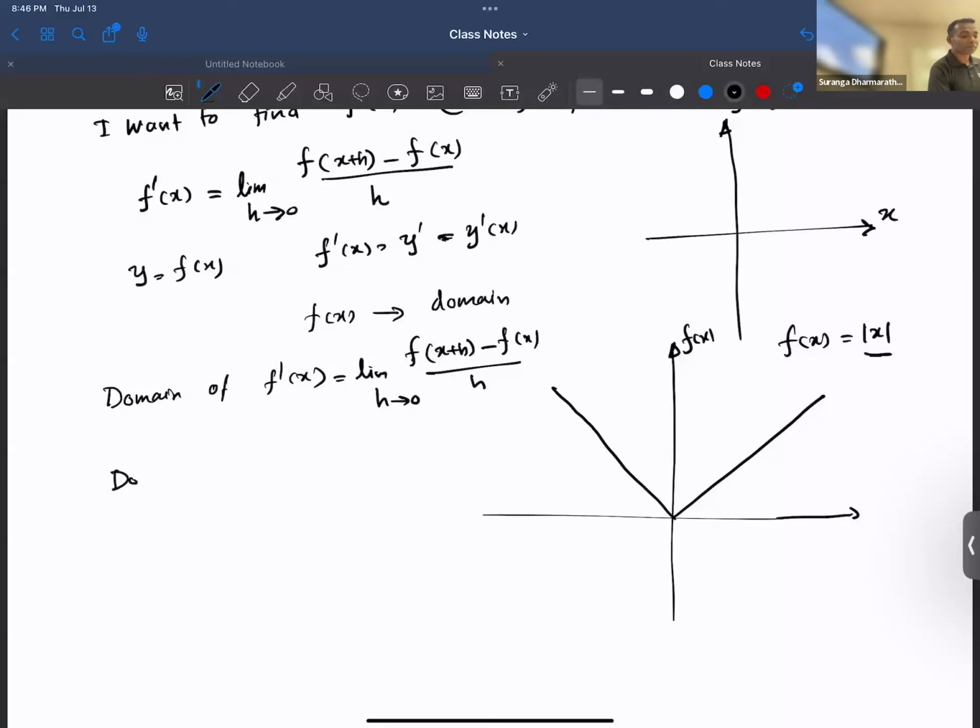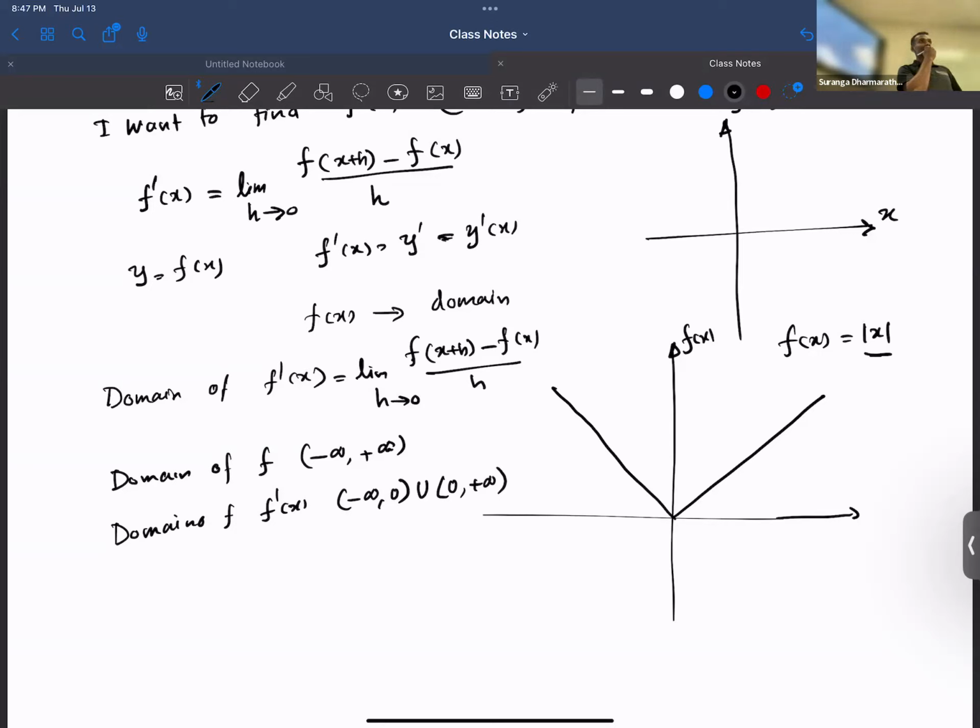So the domain of f in this case is negative infinity to positive infinity, all the values on the real line, right? But the domain of f prime x is what? Negative infinity to 0, union 0 to positive infinity. 0 is not included. If you write it like that, 0 is not included. Does that make sense?